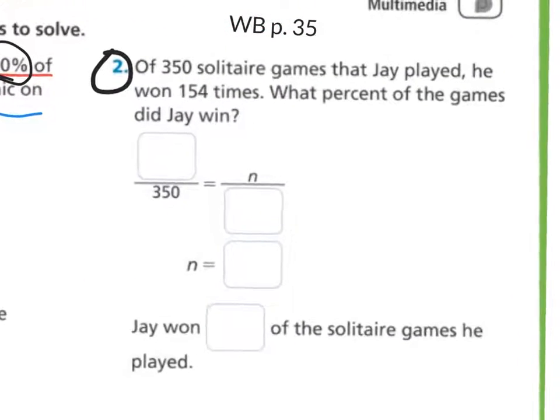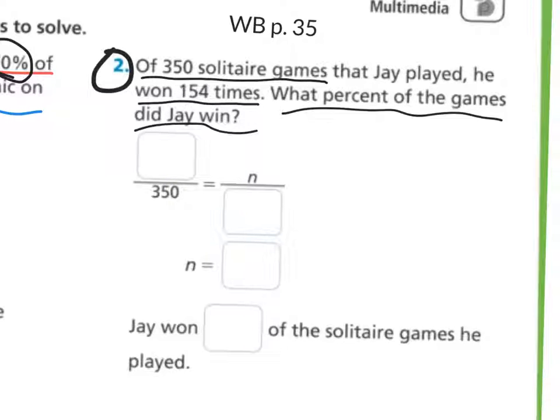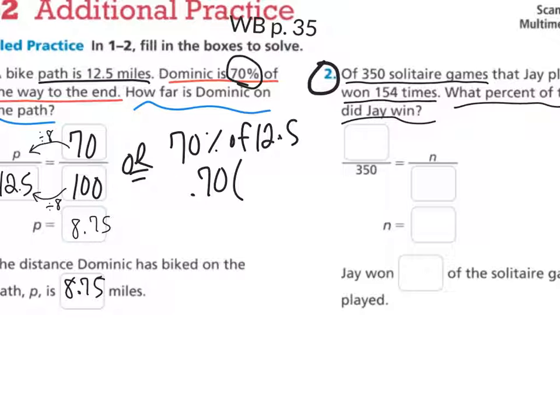If we look at number 2, of 350 solitaire games that Jay played, he won 154 times. What percent of the games did Jay win? Oh, real quick before we do this, I forgot to mention on this one, if you didn't do it the way the book did, you could work out what 70% of 12.5 is. So change 70% to a decimal and multiply, and you'll get 8.75.